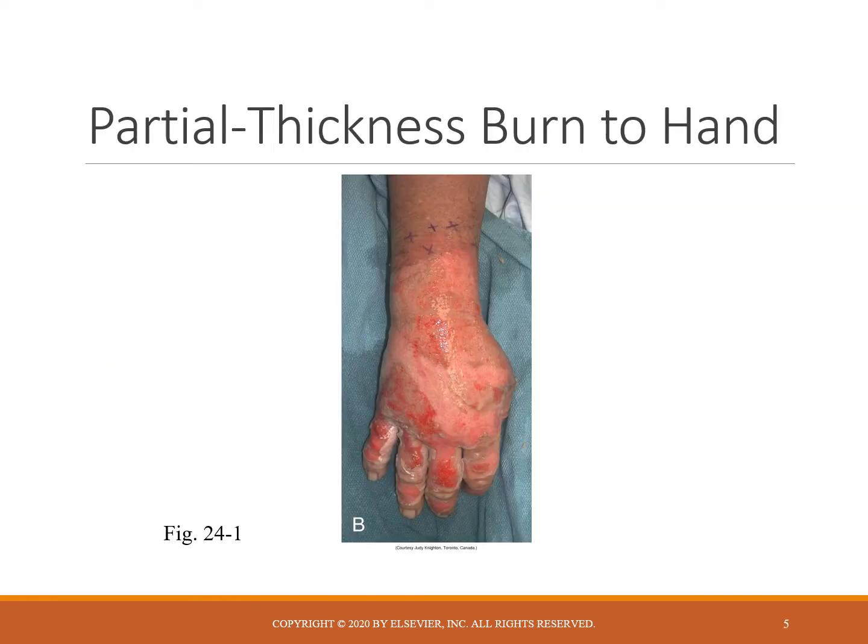So here is showing you a partial thickness type of burn injury to the hand of your patient. I want you to pay attention to it because again, as a nurse, we have to assess what it looks like and how to document them.